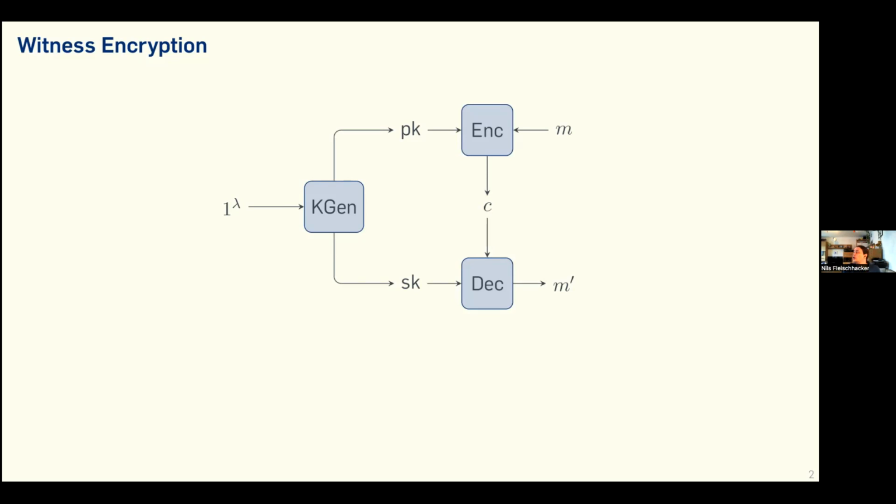And how do I know who has the secret key? Well, that's a problem for public key infrastructure. But the idea of witness encryption is slightly different. I don't want to encrypt towards something somebody at some point generated. I want to encrypt towards a statement that may be true or false. If I encrypt towards a true statement, then it should be possible to decrypt. And if I encrypt towards a statement that is maybe false, then hopefully it should not be possible to decrypt.